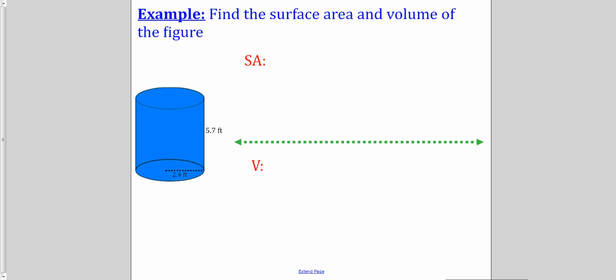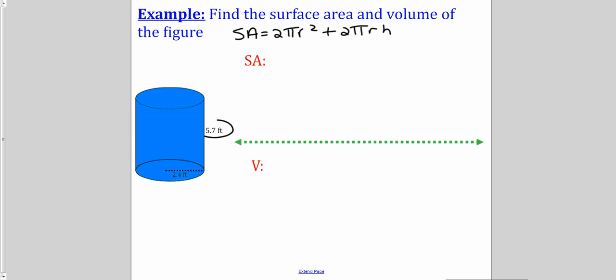So in this example, we're going to find the surface area and the volume of the figure. So what we're going to do is get our surface area formula. And again, we just did surface area. So surface area is 2 pi r squared plus 2 pi r h. So we're just going to plug in what we know.